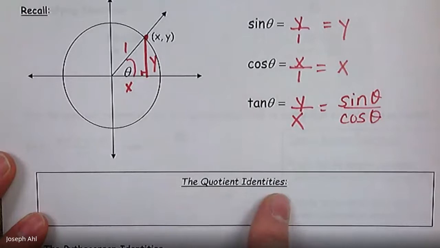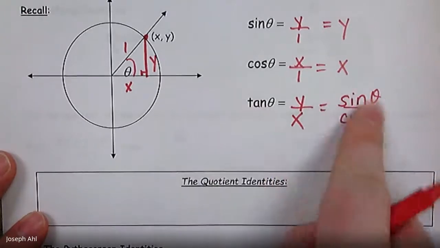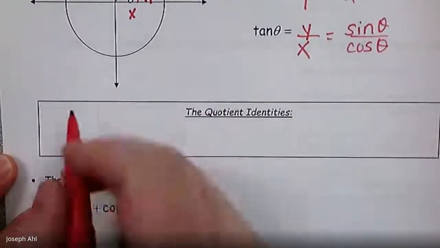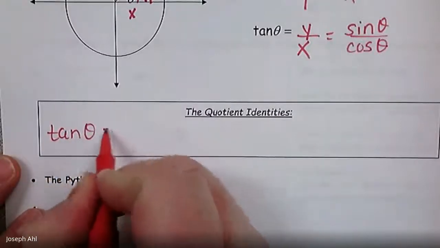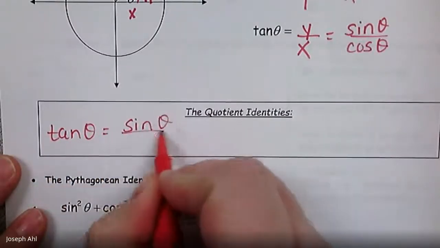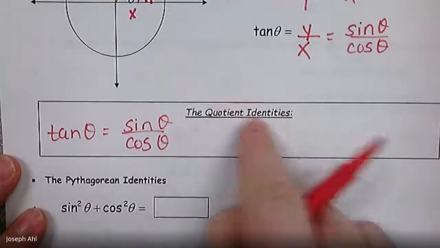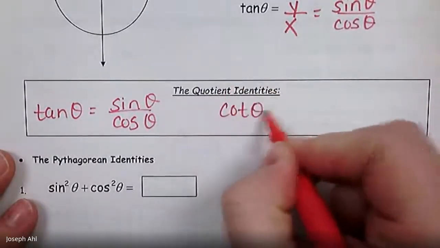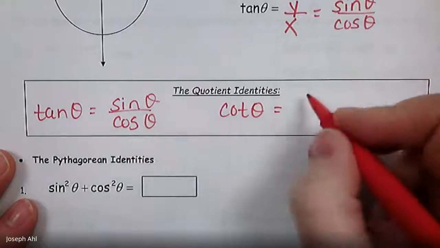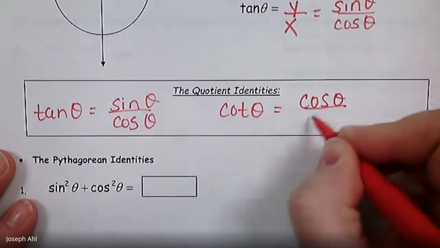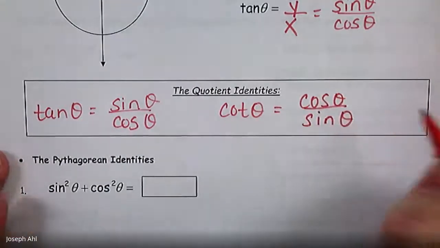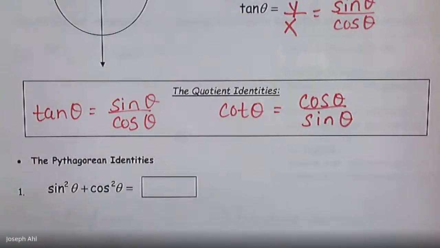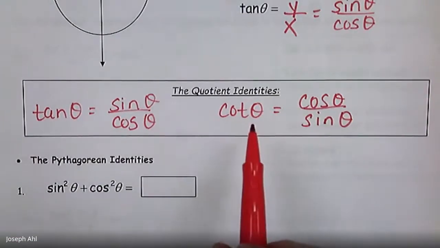And we're going to call that the quotient identity. We can express tangent as a quotient of two trig functions. So tan is going to be sine over cos. That is the main quotient identity. We can list another one here though, because we know that cotangent, which is the reciprocal of tan, would be the quotient cosine over sine, right? Just flip that over.